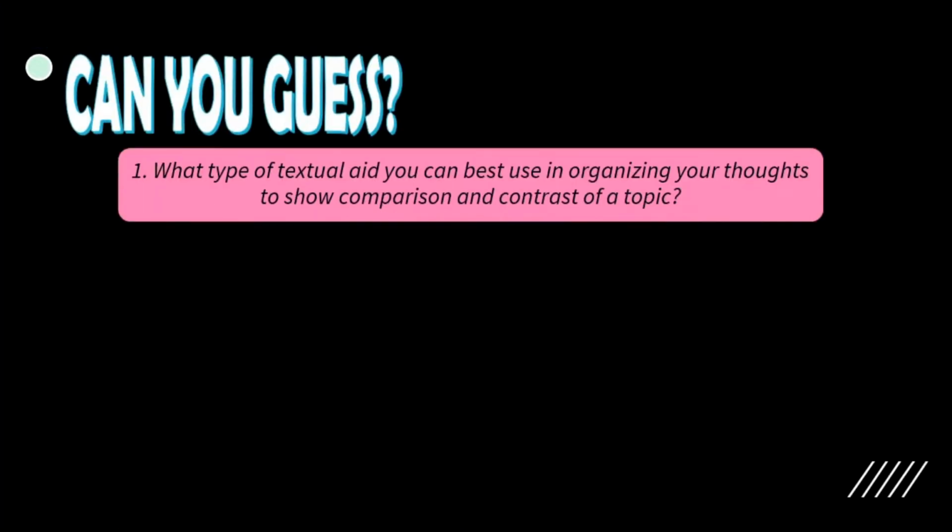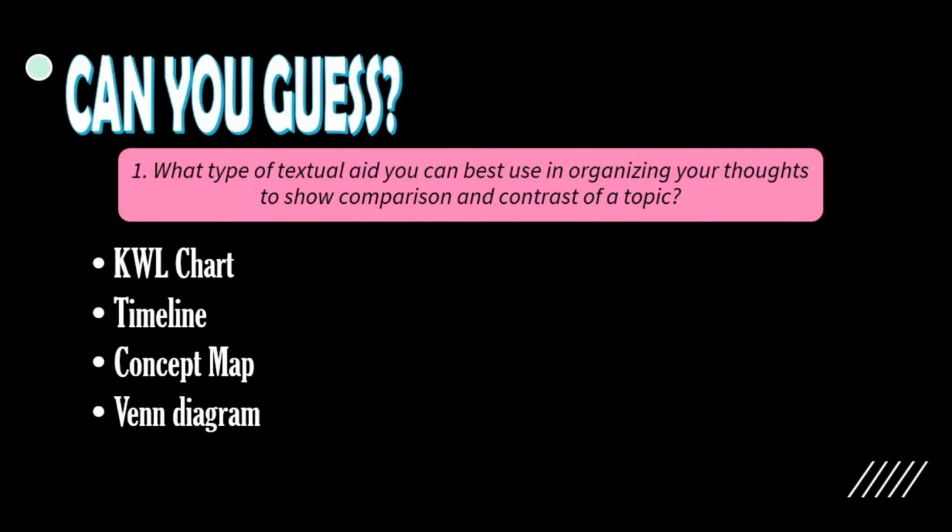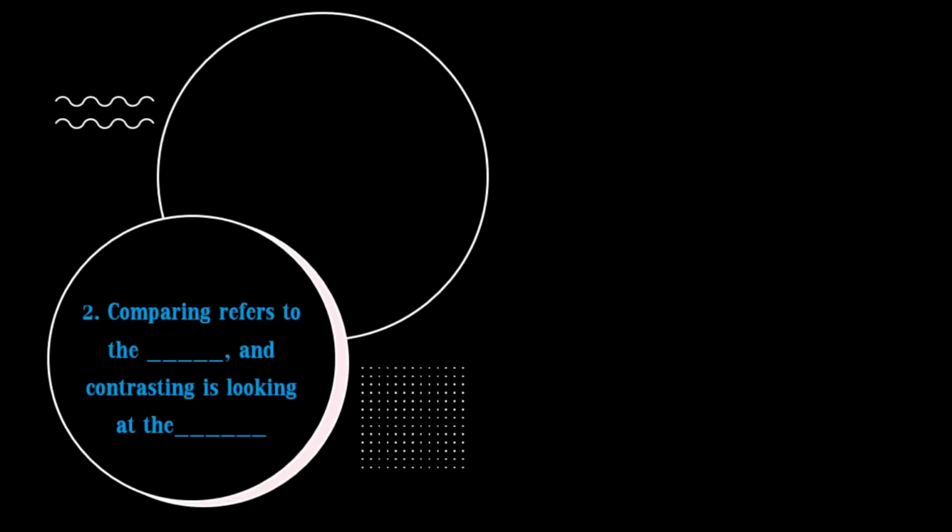I want you to answer this one. What type of textual aid can you best use in organizing your thoughts to show comparison and contrast of a topic? Any guesses? There are 4 choices. Very good. The answer is Venn diagram. I think you're familiar with it. Let's proceed.